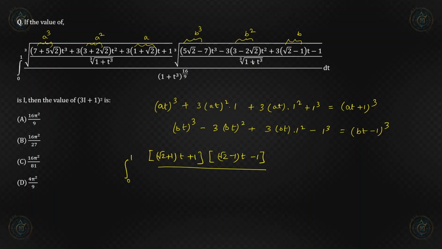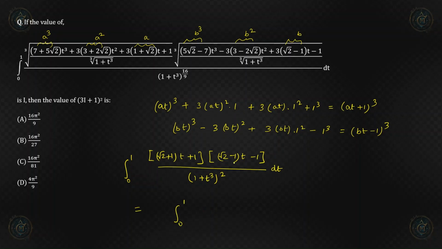And here we also have 1 by 9, that means 1 plus t cube whole to the power 2 by 9, and they both are in the denominator, so we can say the powers will add up. That means 1 plus t cube whole to the power 16 by 9 plus 2 by 9, that is 18 by 9, which is 2, okay. So that means 1 plus t cube whole square dt. Now we have to simply calculate this, okay.